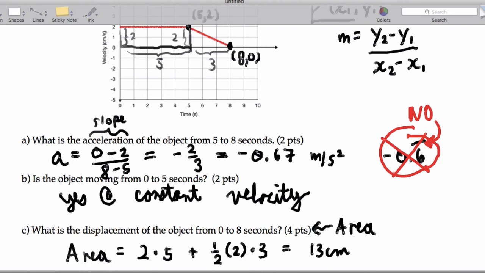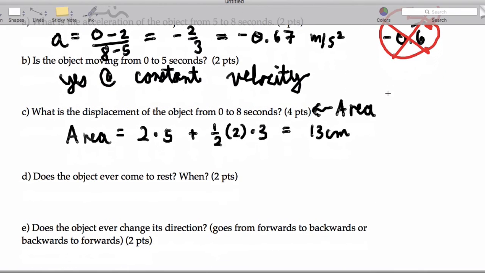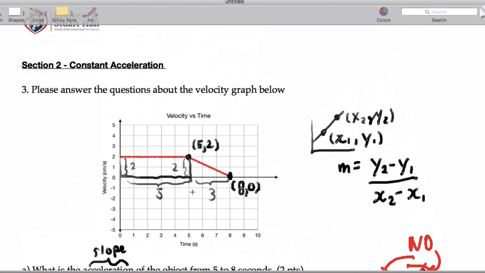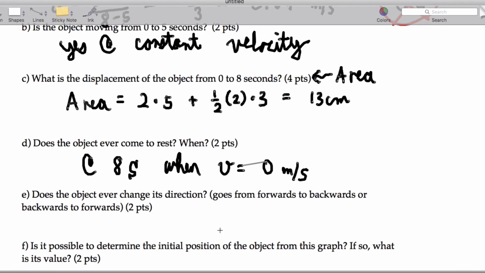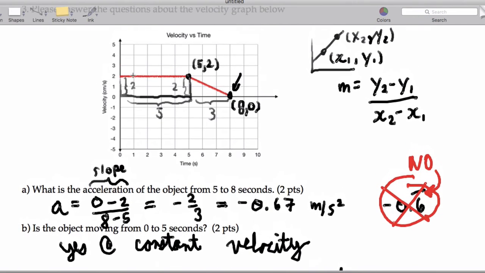All right, now, the next thing. Does the object ever come to rest? Well, it comes to rest at 8 seconds when v equals 0. So yes, at 8 seconds when v equals 0 meters per second. Next, does the object ever go backwards or change direction? No, it does not. It's always moving forwards.